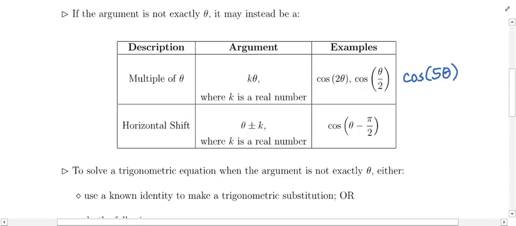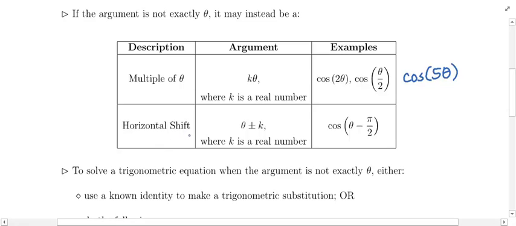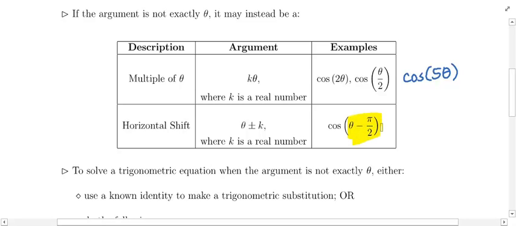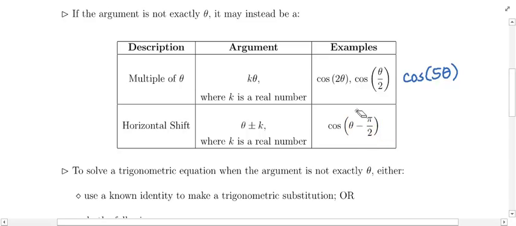The other way you can have an argument that's not exactly theta is if a horizontal shift is present. So what your argument is going to look like in that case, it will be theta plus or minus some number. So an example of this type of argument is right here, where you have the cosine of theta minus pi over 2. The entire quantity you're taking the cosine of here, theta minus pi over 2, is your argument. So your argument is not just theta, it's more complicated.